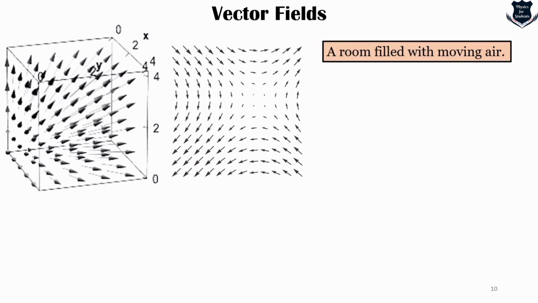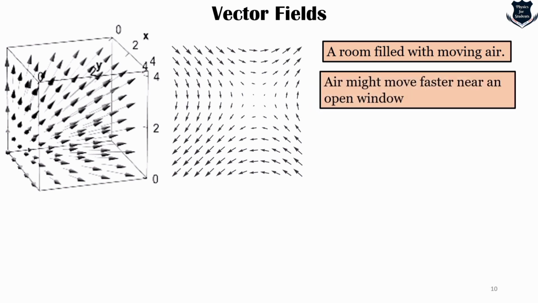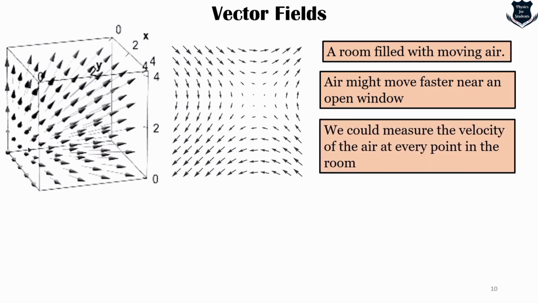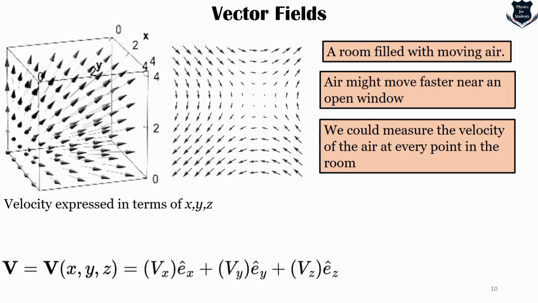So we would measure the velocity of the air at every point in the room, and we would express that velocity in terms of x, y, and z. Air might be moving faster near an open window, slower elsewhere. So velocity, as it is expressed in x, y, and z, we can write in this way, right? V equals v(x, y, z), then v of x followed by e hat x and v of y and so on in this way. What does this actually mean?